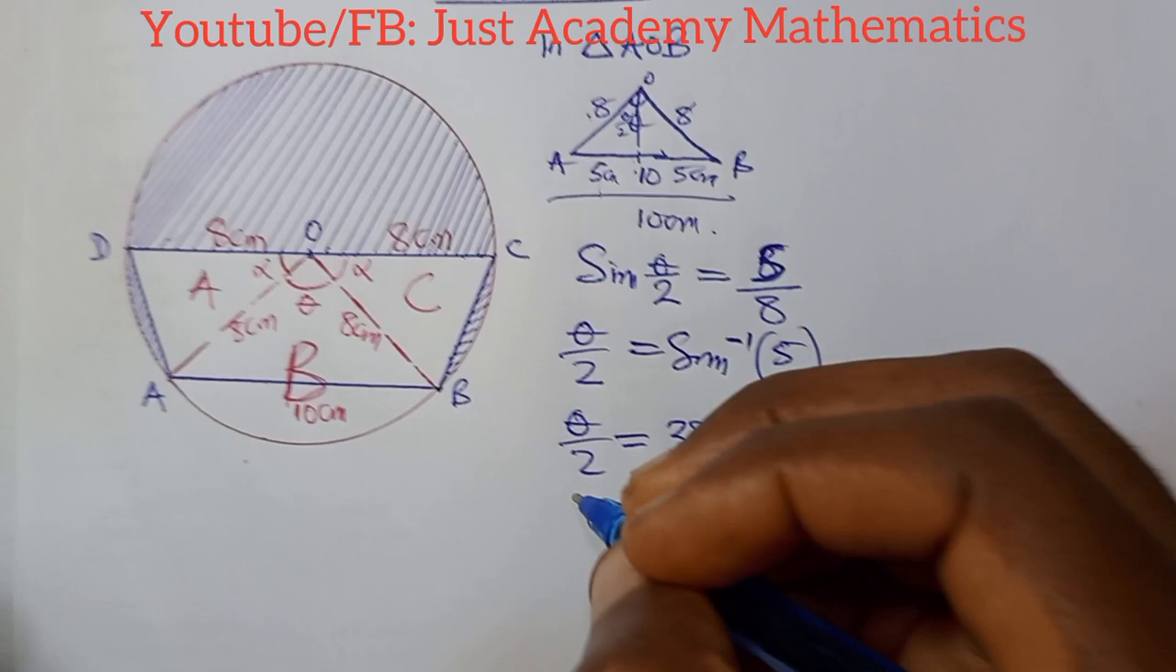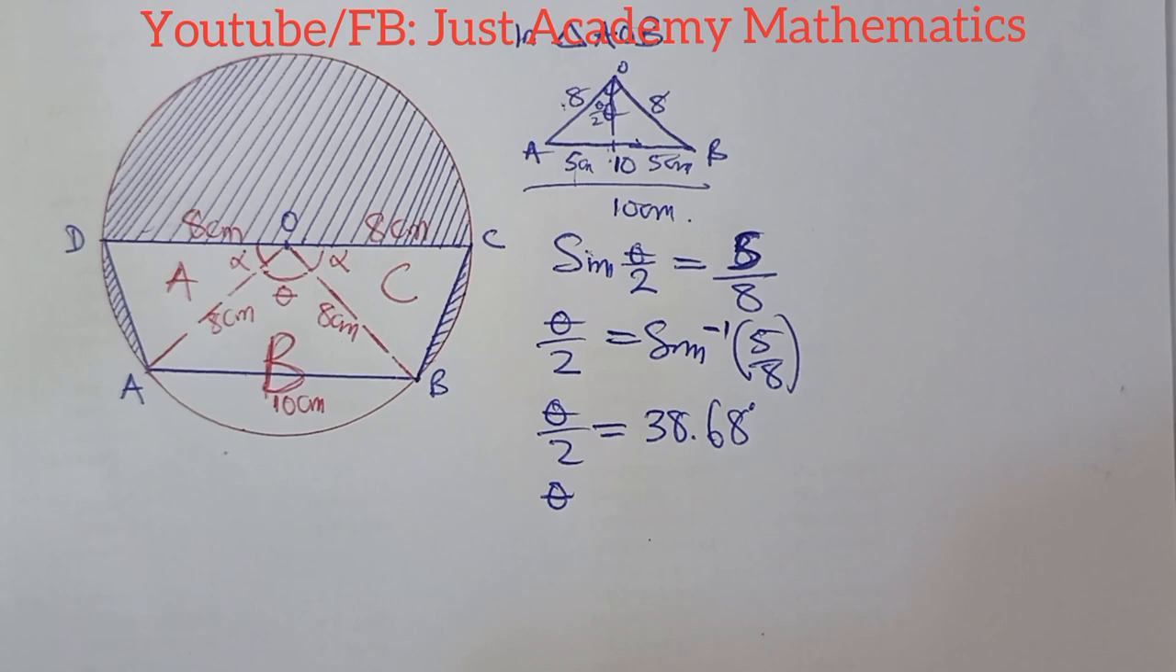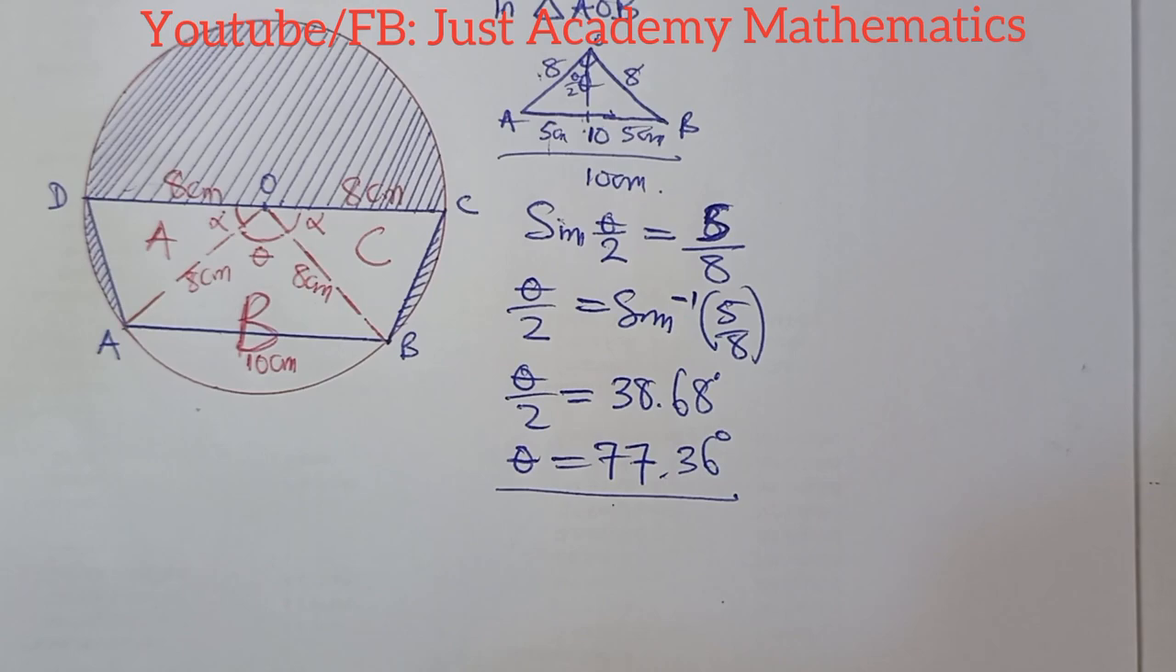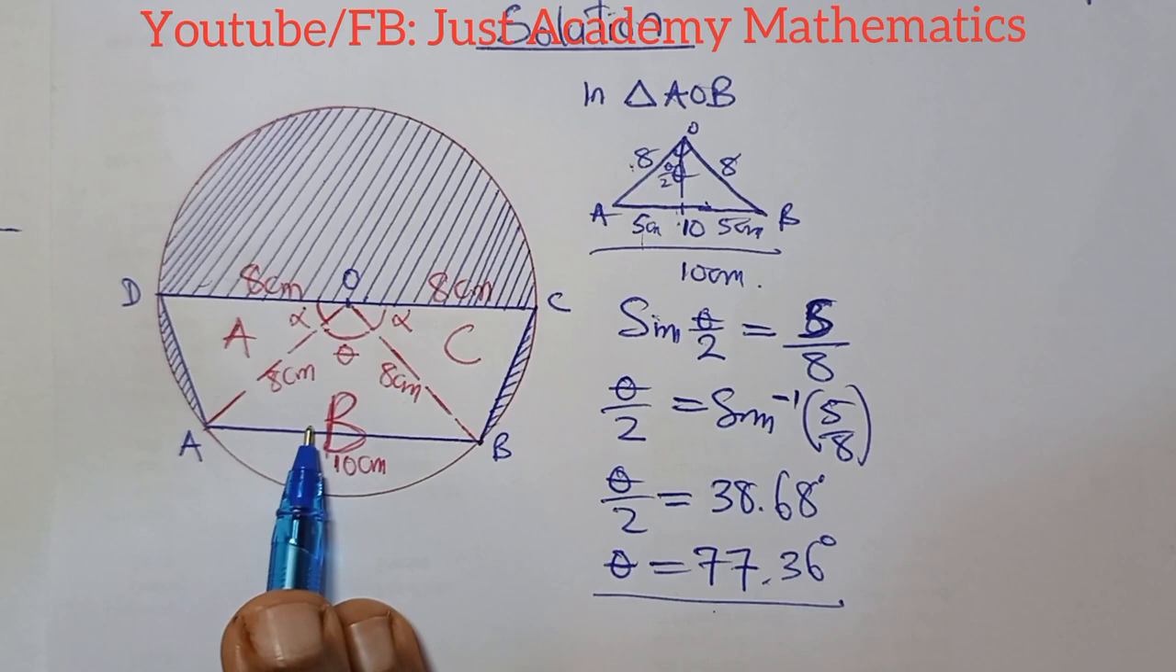So to get theta, what is theta now? The full theta will be times 2. That is that answer multiplied by 2. That will give us 77.36 degrees. So this is theta. Now that we know what theta is, that will help us to find the area of this sector. And if we know theta, we can know alpha.